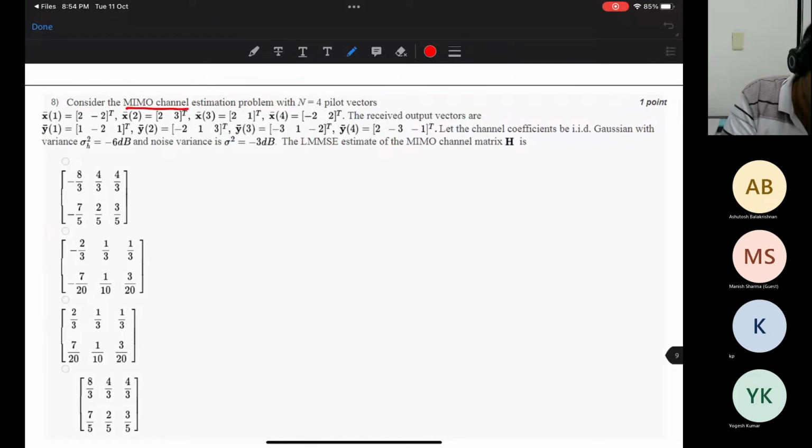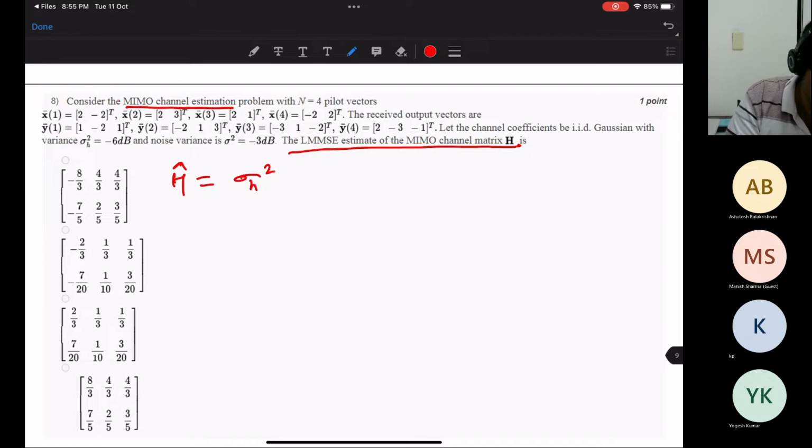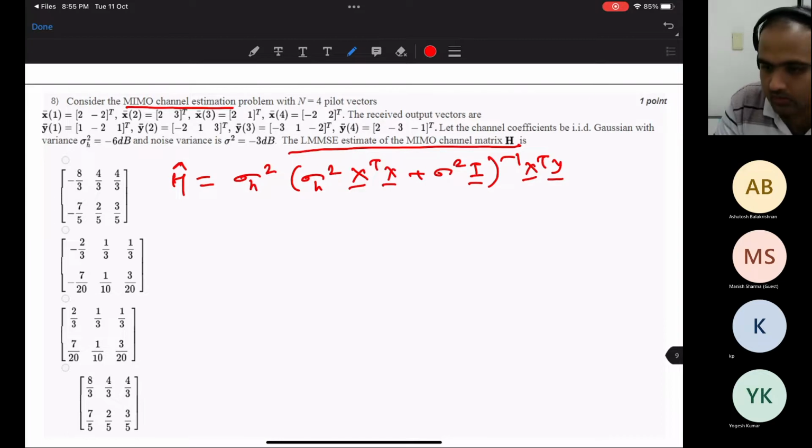So again, MIMO channel estimation builds up on the previous 2 questions, and we are asked what is the LMMSE estimate of the MIMO channel matrix. In the lectures, this formula has already been derived: sigma_H squared X transpose X plus sigma squared I, inverse, times X transpose Y. So this is what we have.